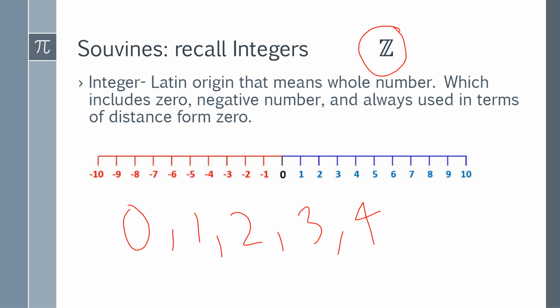So they include zero and negative numbers, and we always use them in terms of distance from zero. Meaning how far is this or that from whatever, what's the difference? All this and all that. And again, I drew you a little number line from here to there so you could get a good understanding of how to recall integers.